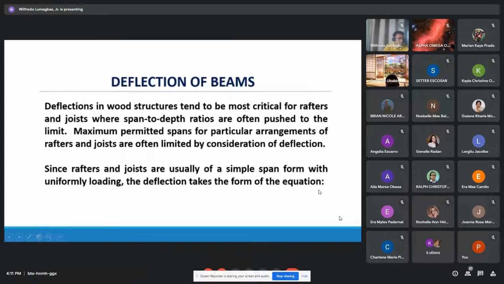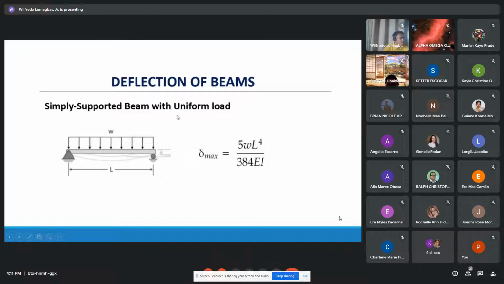A simply supported beam with uniform load: we have a hinge support and a roller support, and a uniform load W from the left support up to the right support with a distance L. In this diagram, we have the maximum deflection. The formula for maximum deflection is equal to 5WL to the fourth all over 384 EI. So this will be used if the load is uniform.